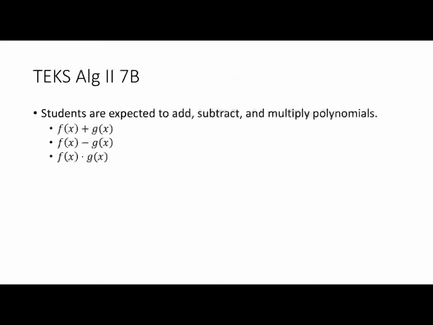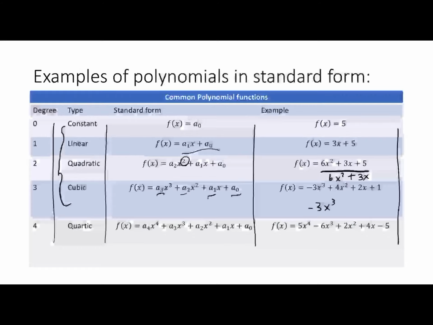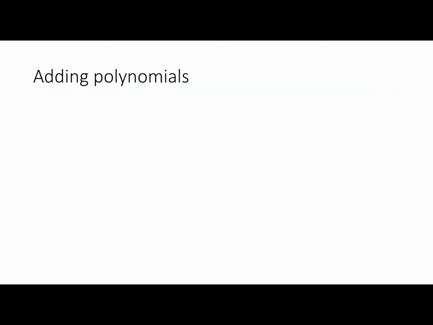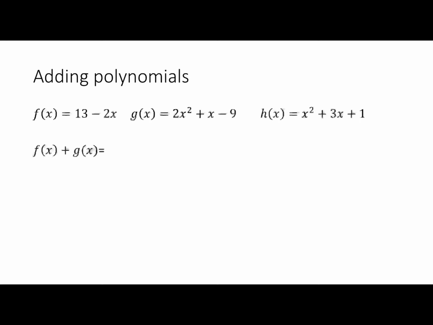Okay, but here we're only going to be working with polynomial functions, just like the ones we saw earlier in the table. Okay, so first we're going to go ahead and add polynomials. Suppose we had these three polynomial functions. We have 13 minus 2x, 2x squared plus x minus 9, and x squared plus 3x plus 1.